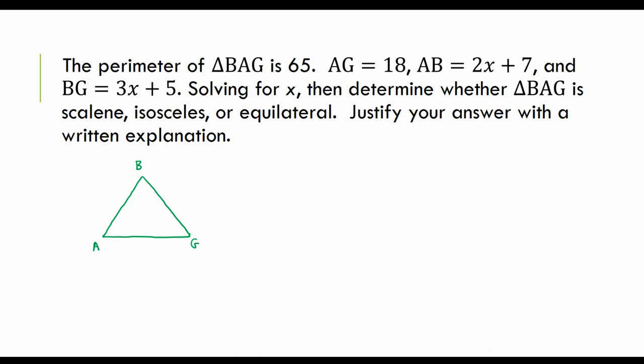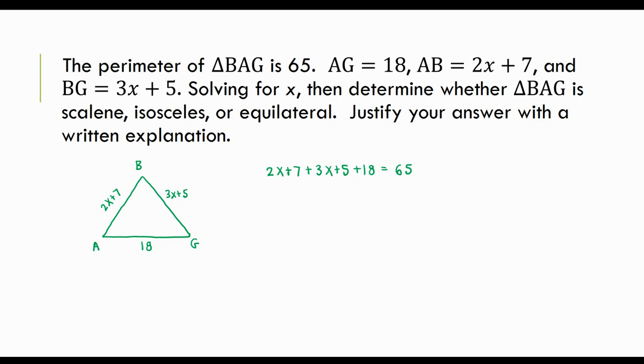I'm going to start marking out my picture. So AG is 18. I know that AB is 2x plus 7, and BG is 3x plus 5. So there are my 3 sides. If I'm giving you the perimeter, it means I want to add up all the sides and set it equal to that amount. So 2x plus 7 plus 3x plus 5 plus 18 has to equal 65.